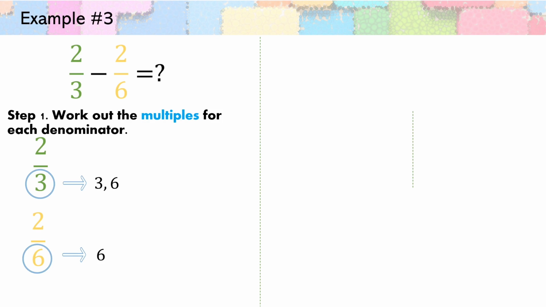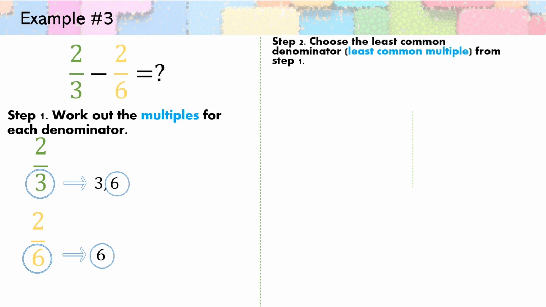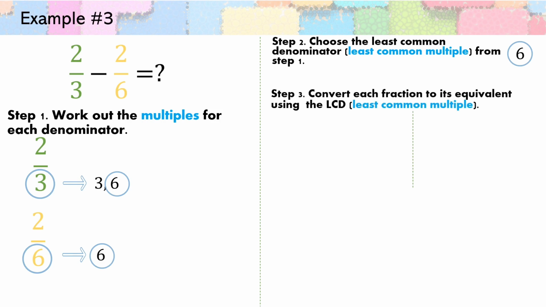In this, we have 6, the least common multiple. Step 2, choose the least common denominator. So that is the least common multiple from step 1. 6. Step 3, convert each fraction to its equivalent using the LCD or the least common multiple.